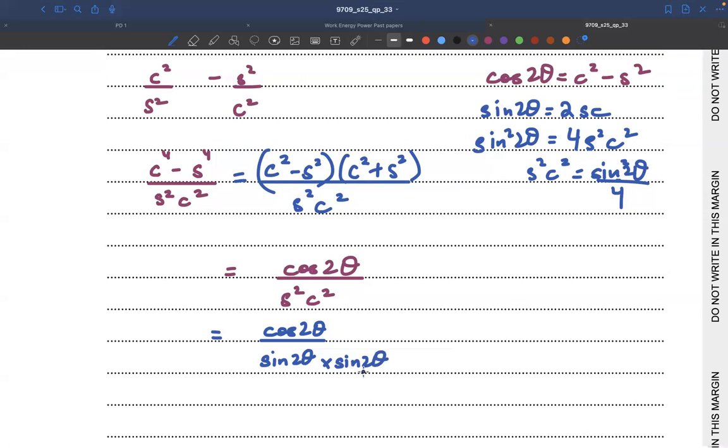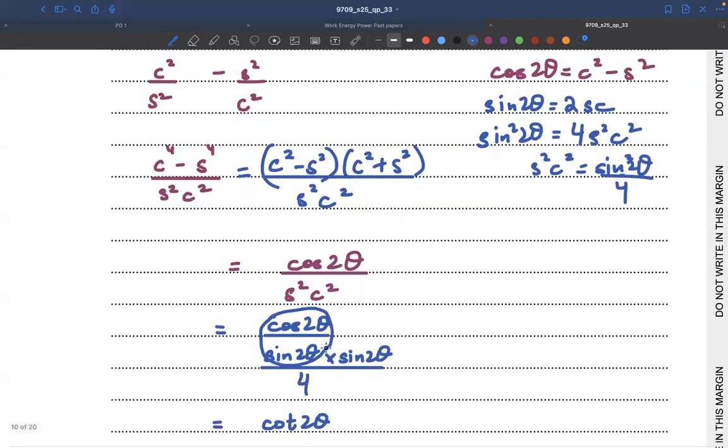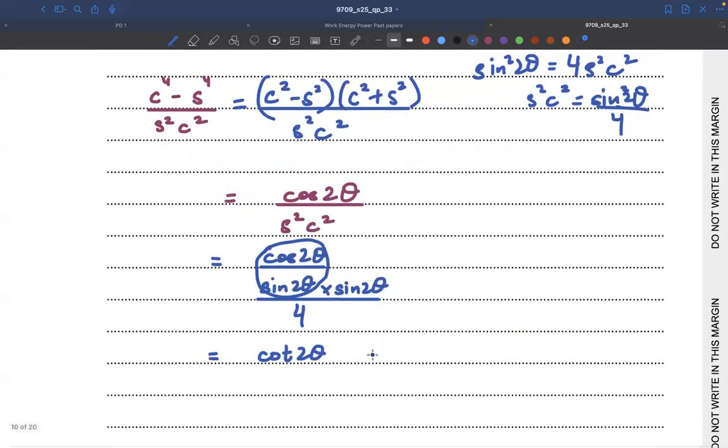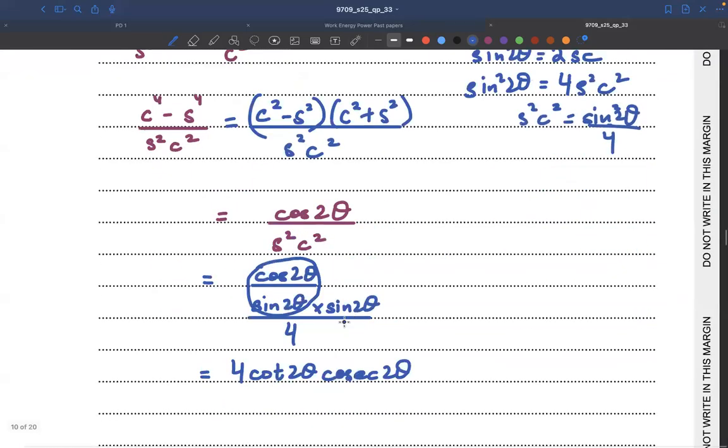So the 4 comes up in the numerator. And cos 2 theta upon sine 2 theta, well, that is cot 2 theta. And 1 upon sine 2 theta is cosec 2 theta. So we'll get cosec 2 theta as well. And this 4 comes up in the numerator. So that will become 4 cot 2 theta cosec 2 theta.